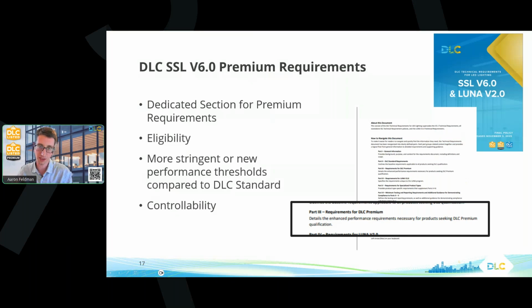So where can you find these DLC Premium requirements? Within the technical requirements, there is now a dedicated section for the Premium requirements. In the past, in older versions of the technical requirements, they were grouped by topic, but in version 6, it's grouped by its own classification. So you can see that in that dedicated part of the technical requirements. And this is broken up into essentially 3 sections. There's eligibility, and then there is a discussion on the more stringent or new performance thresholds as compared to DLC Standard. And then lastly, but not least, is controllability for DLC Premium.